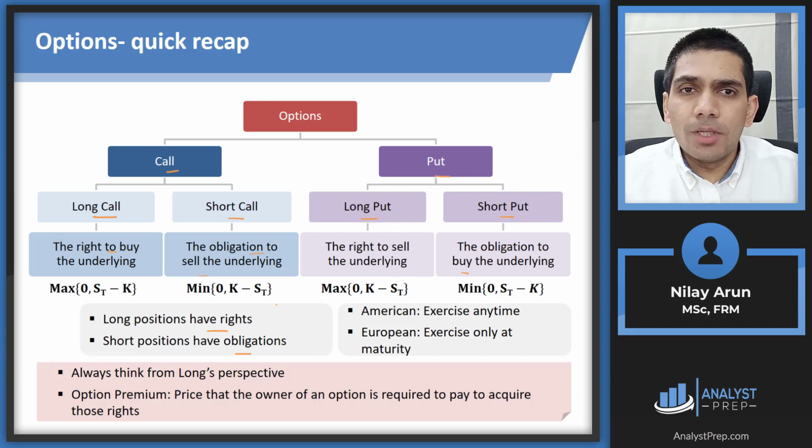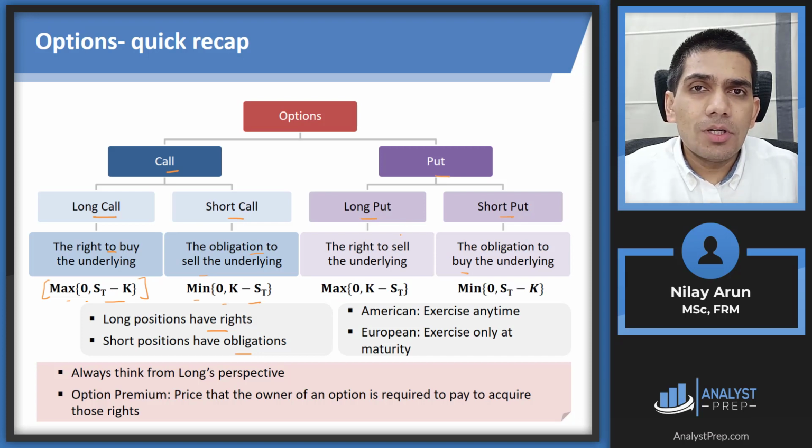Now let's look at the formulas. Long call, the formula is max of 0 and ST minus K. So if the stock price was to go up, then this position is going to gain. How about a short call? You can simply multiply the payoff that you have for long call with -1. So you end up getting minimum of 0 and K minus ST.